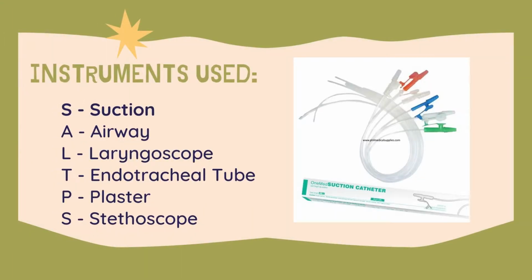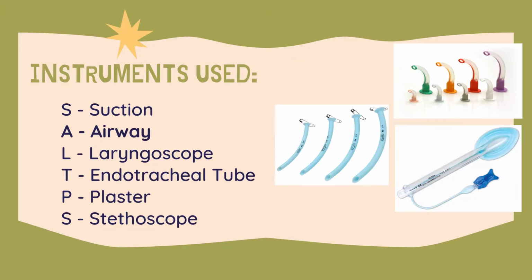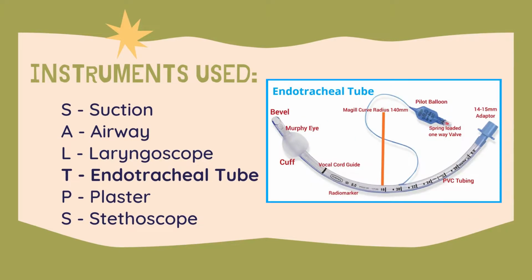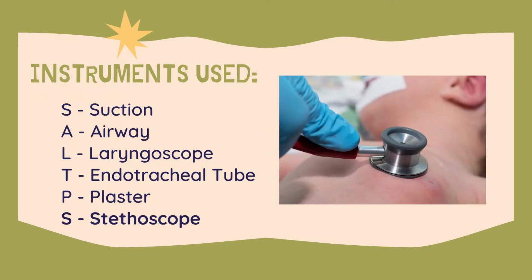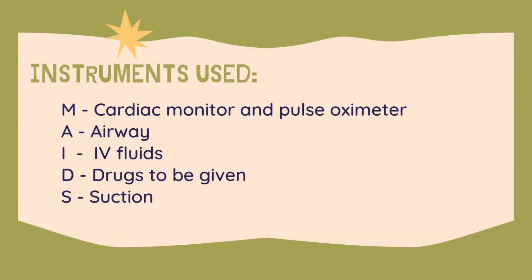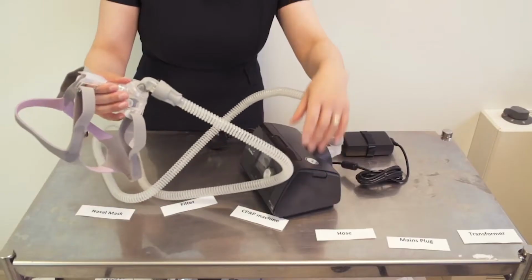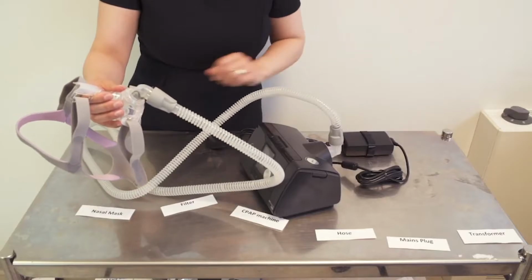Instruments to be used are the following: suction, airway, oropharyngeal, nasopharyngeal, and laryngopharyngeal mask, laryngoscope, endotracheal tube of appropriate size, plaster, and stethoscope. We also have the mnemonic MAIDS: cardiac monitor and pulse oximeter, airway, IV fluids, drugs to be given, and suction. A CPAP machine is also needed.